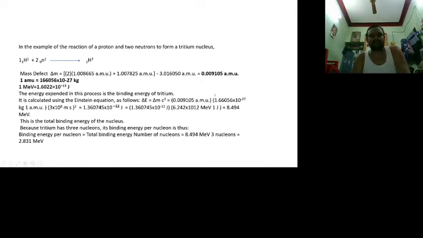Such a mass should be converted into energy. That is liberated as energy according to Einstein's mass-energy relationship. This is called a conversion factor: 1 million electron volt is equal to 1.6 times 10 to the power minus 13 joule. So this is the energy expended in this process, the binding energy of the tritium.